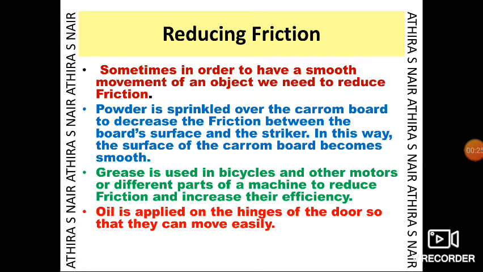Powder is sprinkled over the carom board to decrease the friction between the board surface and the striker. In this way, the surface of the carom board becomes smooth. Grease is used in bicycles and other motors or different parts of a machine to reduce friction and increase their efficiency. Oil is applied on the hinges of the door so that they can move easily.